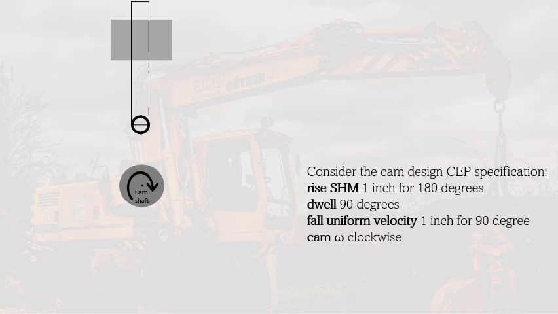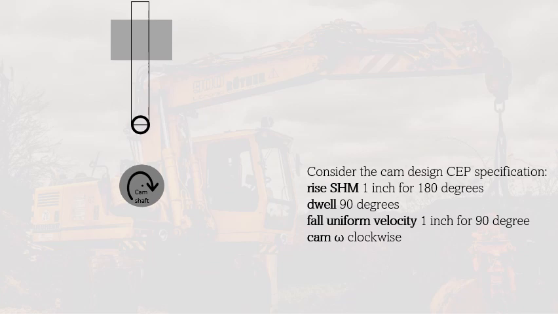We have here a camshaft that rotates clockwise, as you can see by this arrow, and we will design the cam for the specification having a rise of simple harmonic motion of 1 inch for 180 degrees, or half of the rotation of the cam, dwell for 90 degrees, and another 90 degrees for the fall with a uniform velocity of 1 inch. As you can see, it would total 360 degrees. It is different from the first example because here we will use the roller follower, as you can see here.